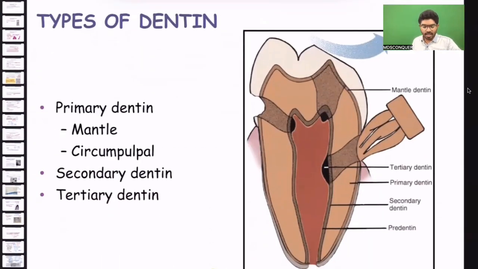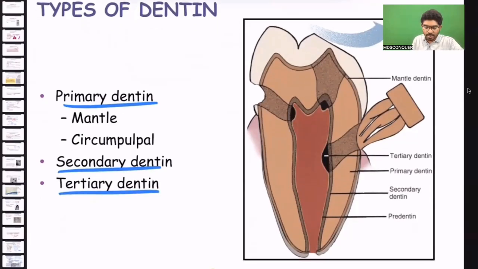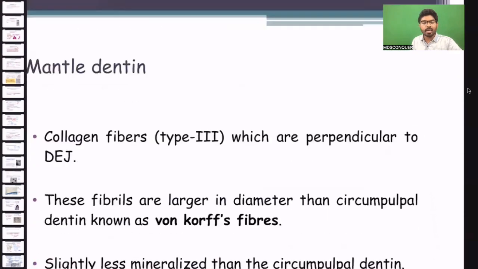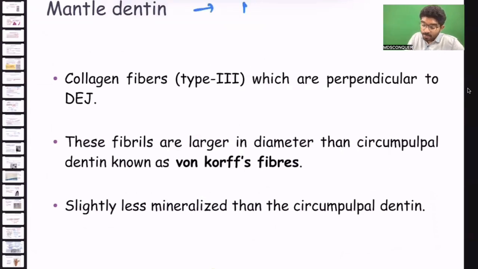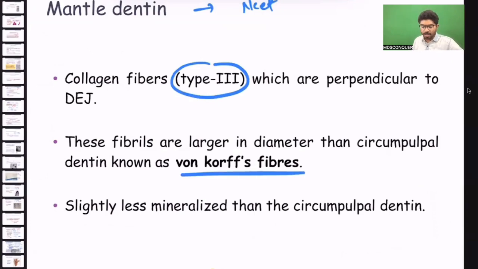Types of dentins: primary dentin, secondary dentin, tertiary dentin. Primary dentin is going to have two types: mantle dentin and circumpulpal dentin. Normally dentin is going to have type 1 collagen. Mantle dentin, which type of collagen? Need 2022 question. Mantle dentin is going to have type 3 collagen. What are those fibers called? Those fibers are called Korff fibers.